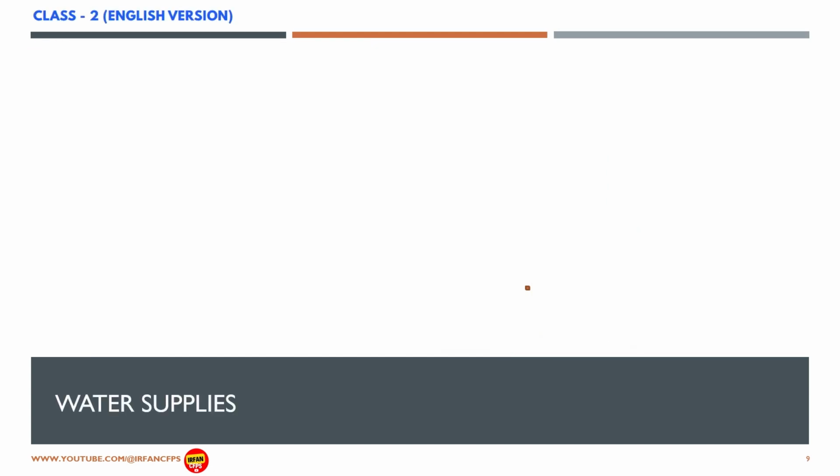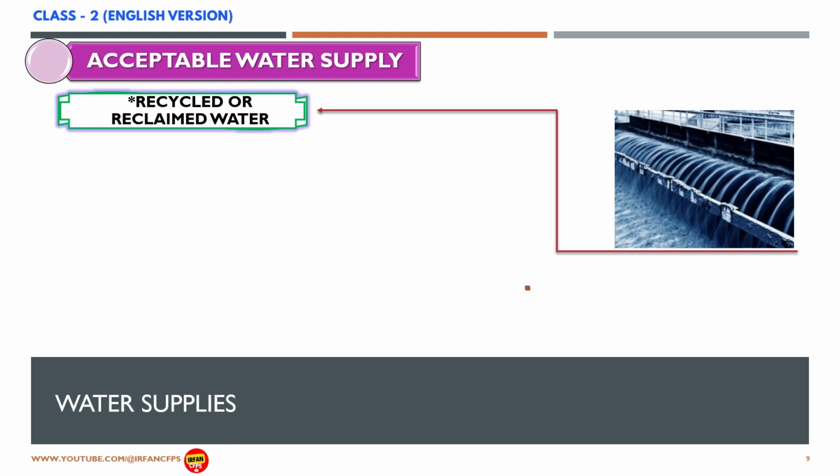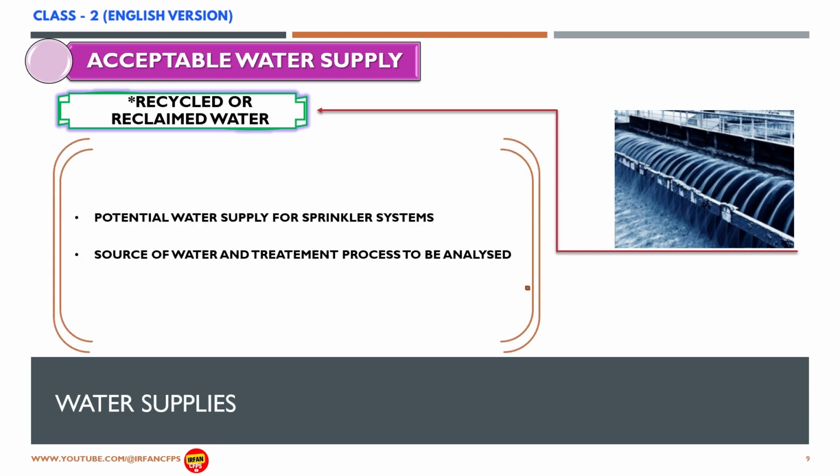The most interesting acceptable water supply is recycled or reclaimed water. There is an increased interest in using recycled or reclaimed water as a potential water supply for fire protection systems such as sprinkler systems, due to increased interest in green and sustainable water usage and changes in weather patterns that result in drought. The source of the water and the treatment process must be analyzed to determine that any materials, chemicals, or contaminants in the water will not be detrimental to the components of the sprinkler system it contacts.